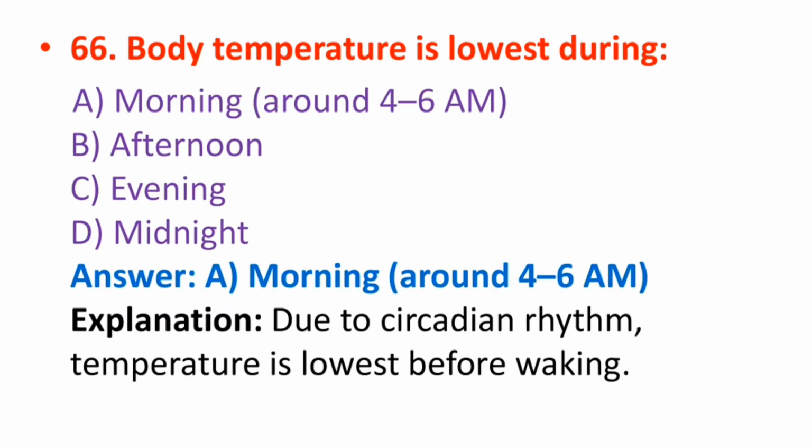Body temperature is lowest during option A, morning. Option B, afternoon. Option C, evening. Option D, midnight. The correct answer is option A, morning, around 4 to 6 a.m. Due to circadian rhythm, temperature is lowest before waking. Body temperature is lowest during morning, around 4 to 6 a.m.